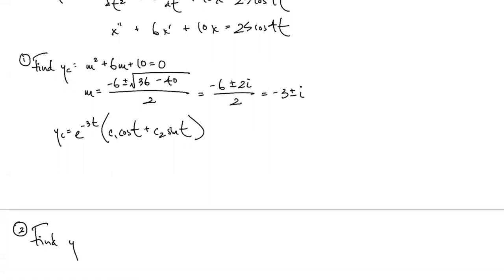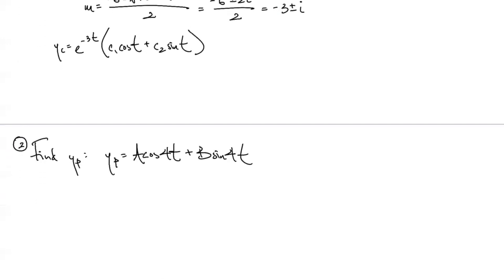Find y sub p, all right? And let's go ahead and guess a situation. So anytime I see a cosine, I'm thinking y sub p equals a cosine 4t plus b sine 4t, all right? And so let's be thorough. Let's find our y prime, our y double prime, so we can substitute those all into our equation and figure out what our a, b, and c are.